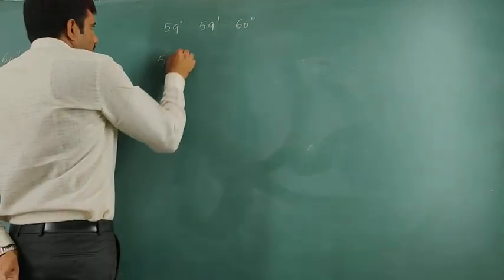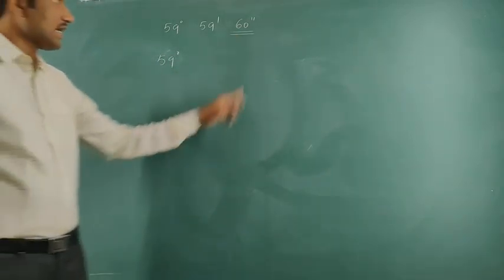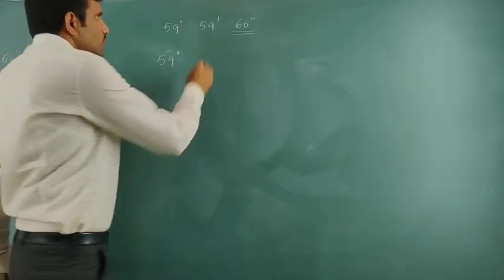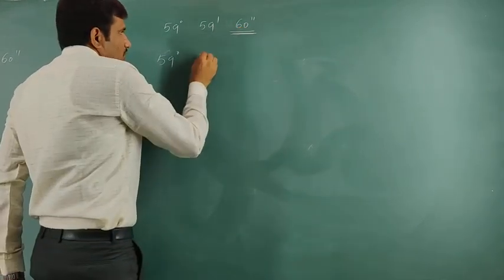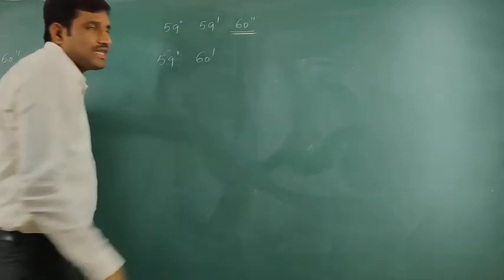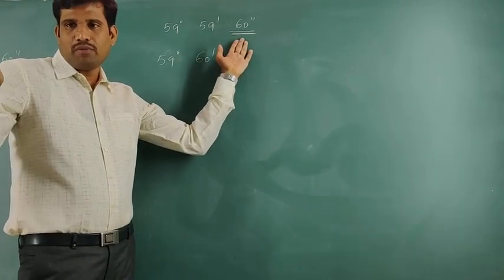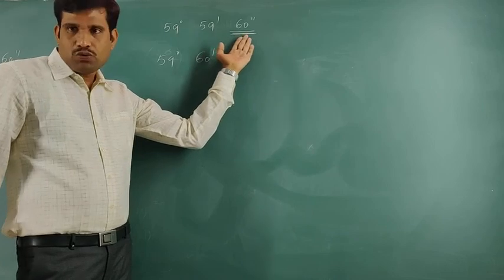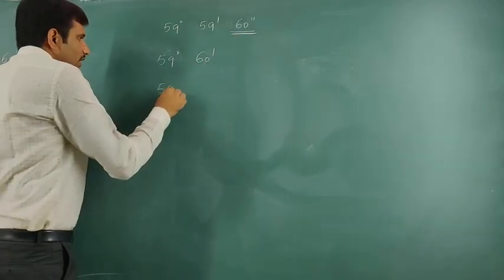See students, 59 degrees. So 60 seconds is nothing but 1 minute. So now 59 minutes plus 1 minute is how much? It is 60 minutes, because 60 seconds is nothing but 1 minute. So 59 minutes plus 1 minute is equal to 60 minutes. Now it is 59 degree.